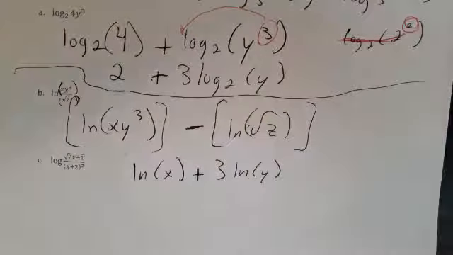And so this takes care of that side. We still have to subtract whatever is over here. I'm going to go a little fast, but this is z to the 1/2 power. So this square root I can bring down as a half. And I'll be left with ln of z.